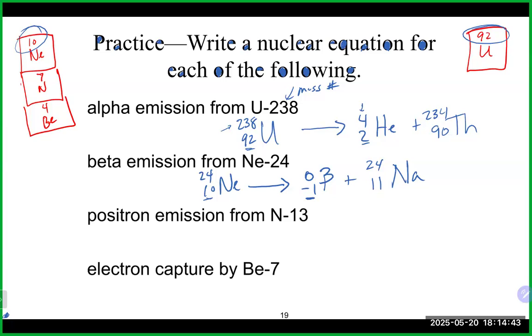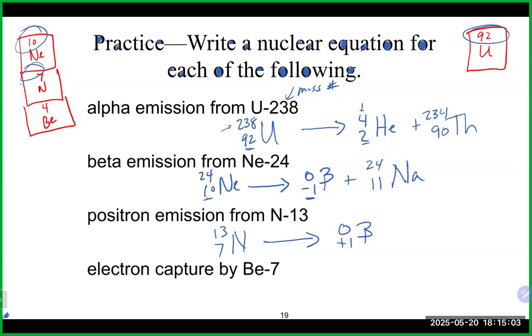Looking at our next one here, positron emission. That again is like a beta particle, but positively charged. So we can use the same symbols. Also, again, we can use the E if you like. 13 up on top. The periodic table tells me 7.